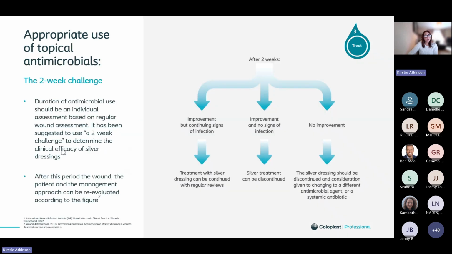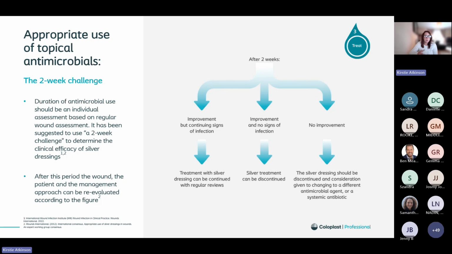There is something called the 2-week challenge that some of you might not be aware of. So this is where you would use an antimicrobial for a duration of 2 weeks to make sure that it's being used appropriately. So say for the silver, for example, for 2 weeks. After 2 weeks, you would repeat your assessment. So if you saw improvement, but it was still seeing signs of infection, you continue with your treatment with regular reviews. If you saw improvement and no signs of infection, you'd stop using the silver and step down to your conventional dressing. If there was no improvement, the silver should be discontinued and you would use a different antimicrobial agent.